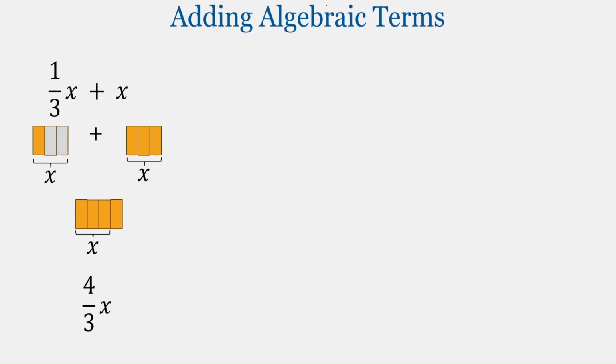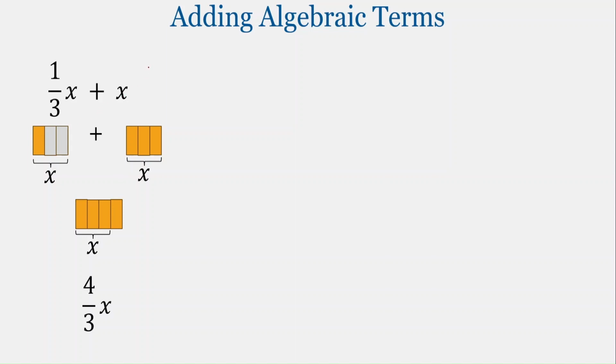Now let's look at fractions. So once again, we have 1/3 x plus x. And we can represent x, an entire x, with this bigger rectangle. And since we have the fraction 1/3, we're going to divide it into 3 sections. And I've done it for both the 1/3 x as well as x. So for 1/3 x, only one of those 3 sections is shaded. I shaded orange in this example.